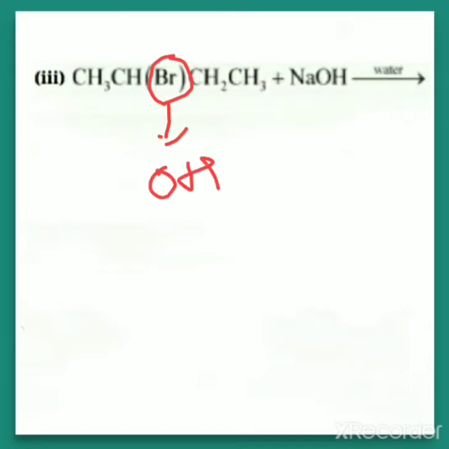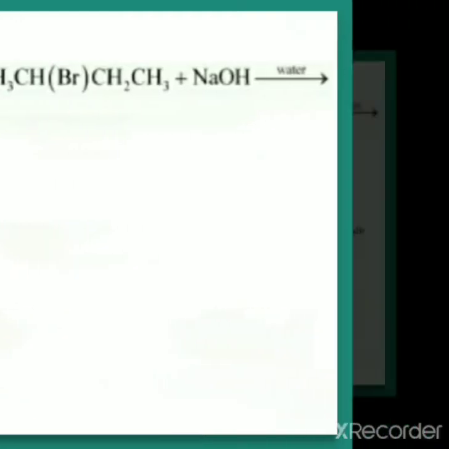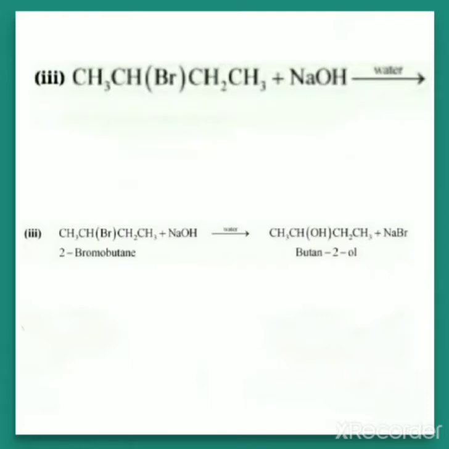That is CH3CH(OH)CH2CH3. So there is a formation of alcohol by a reaction, that is a nucleophilic substitution reaction. Let us check the answer for this. So you are getting the answer, that is butan-2-ol, because in the reactant Br is on the second carbon, that is 2-bromobutane. So when we are treating with the aqueous NaOH, we are getting butan-2-ol. So formation of alcohol from haloalkane.